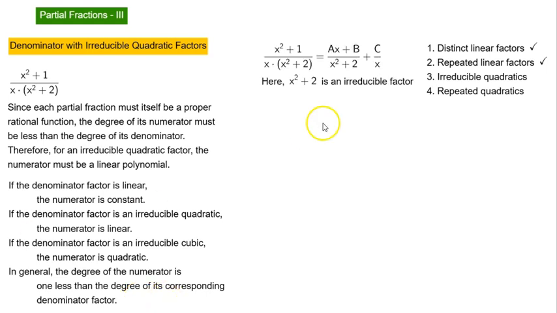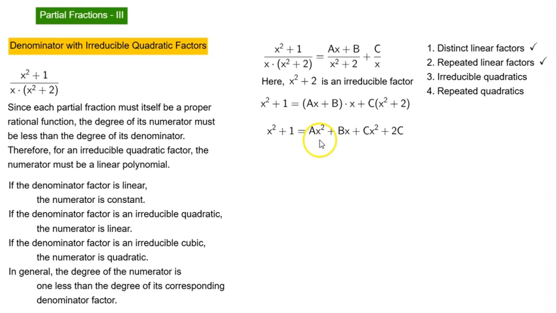So because of this, x square plus 1 divided by x times x square plus 2, we take it as equal to ax plus b by x square plus 2 plus c by x. And we are taking a linear numerator. Why? Because x square plus 2 is an irreducible factor. Again, getting rid of the denominators, we get x square plus 1 is equal to ax plus b times x plus c times x square plus 2.